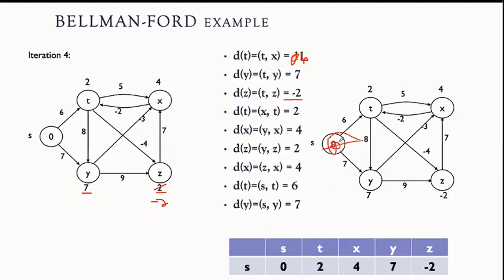This was the source vertex. From the source vertex to all the vertices: from S to T was 2, S to X was 4, S to Y was 7, S to Z is -2. So we'll get the distance array, which gives us the shortest distance from the source vertex to all the vertices.